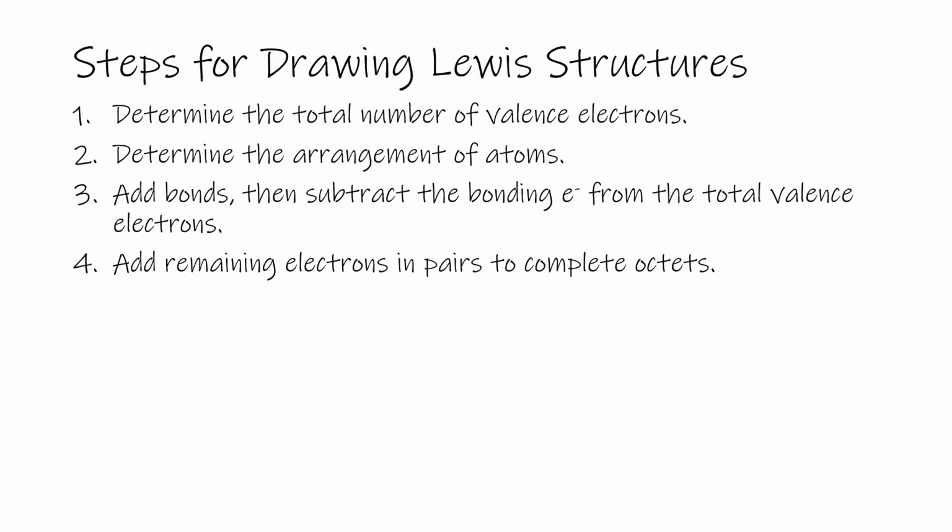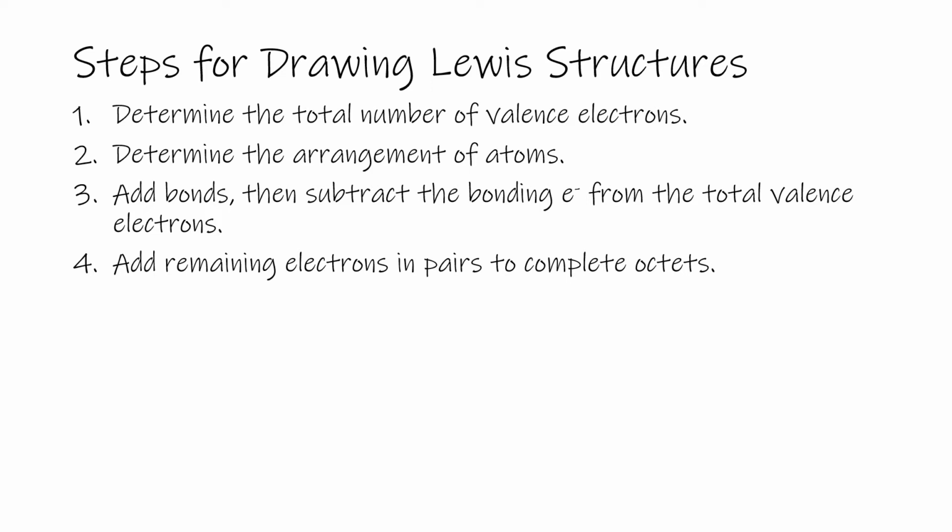Here are some steps for drawing Lewis structures. We'll go through these and then we'll look at some examples. First off, we're going to want to determine the total number of valence electrons from all of the atoms in the molecule. We'll do that by looking at where the atoms are located on the periodic table. Number 2, determine the arrangement of atoms, so how they're bonded together. Number 3, we'll add the bonds. And remember, a single bond is a pair of electrons, or 2 electrons.